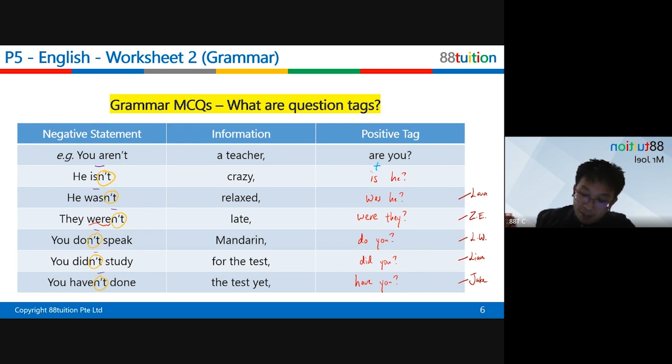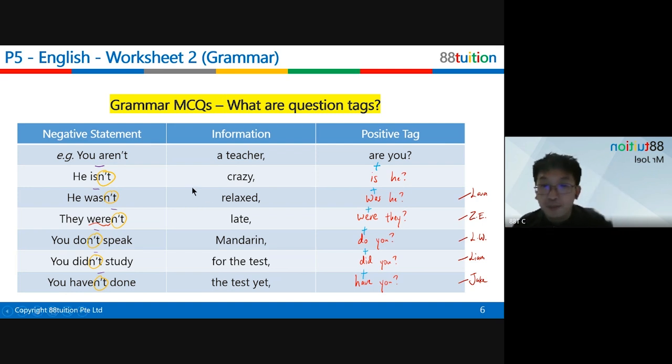Opposite of isn't is is. Opposite of wasn't is was. Opposite of weren't is were. Opposite of don't is do. Opposite of didn't is did. Opposite of haven't is have. Okay? So that is basically your question tag questions, but we have the negative in front and the positive behind. Later on, we'll practice with the positive in front and the negative behind.